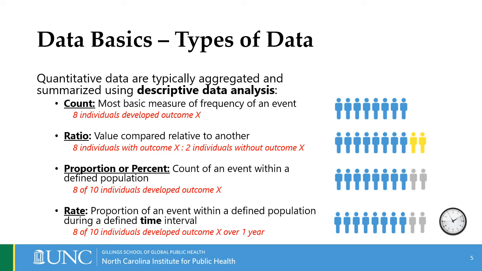Here, we mention a few basic measures used in public health data analysis. A count measures the number of times an event occurs. A ratio is a relative value comparing the number of people with an outcome to the number of people that did not have that outcome. A proportion is the percentage of people in a whole population that developed an outcome. And finally, a rate is the number of people developing an event within a defined frame of time.